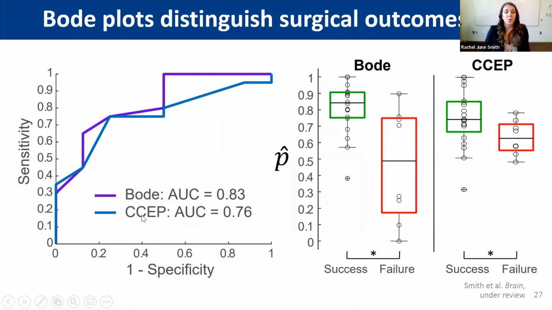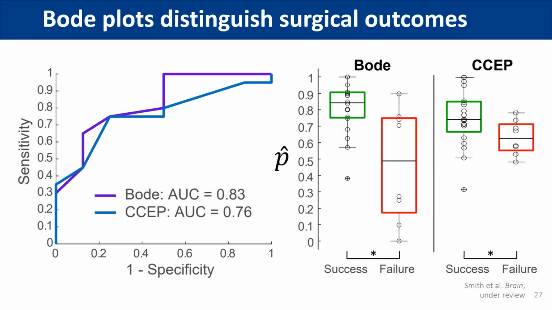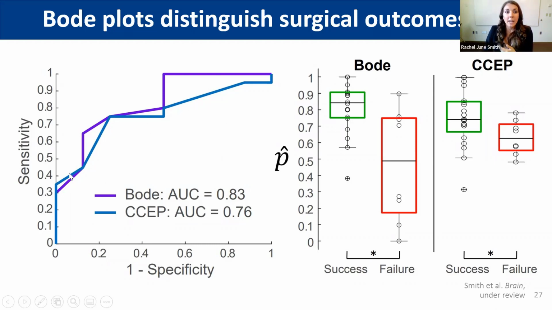I also compared this to the best metric that we have using these evoked responses, the CSEP responses. So I used the N1 and N2 Z-score amplitudes also as features to try to predict outcome, and it actually did really well. It performed with an AUC of 0.76, but it's not quite as discriminative as the Bode features. What we're seeing here on the right are the p-hat values, or probability of success. And you can see that with the Bode features, they're slightly more discriminative, but still significant using the CSEP features.